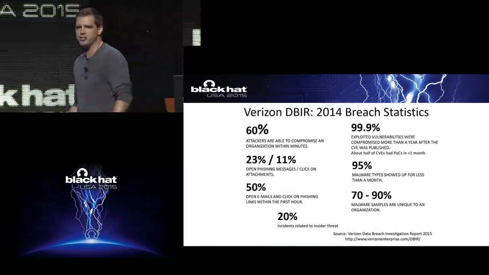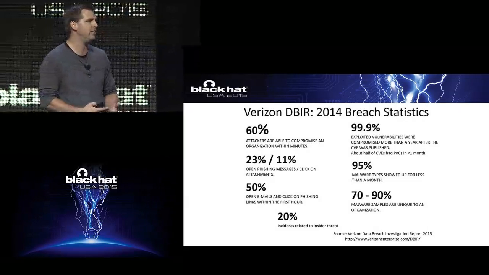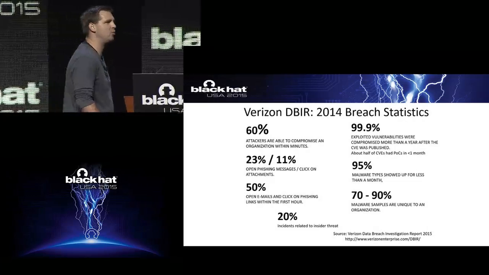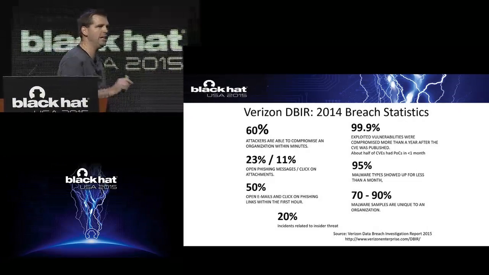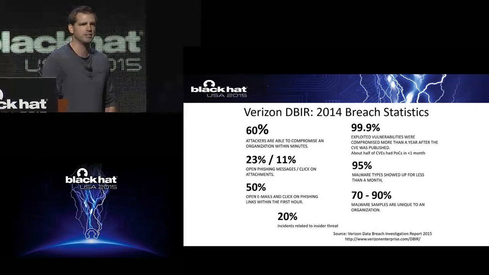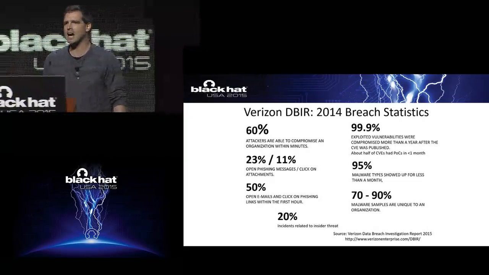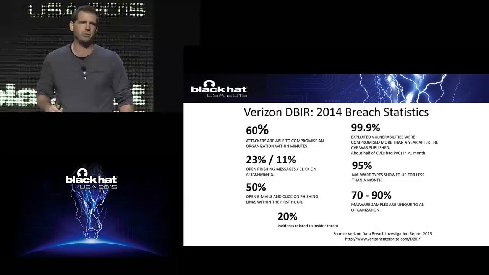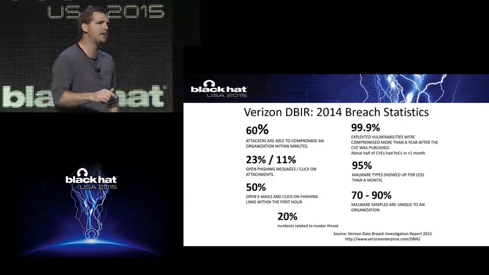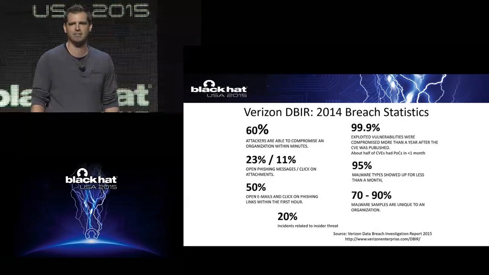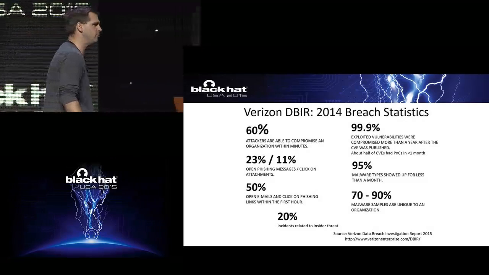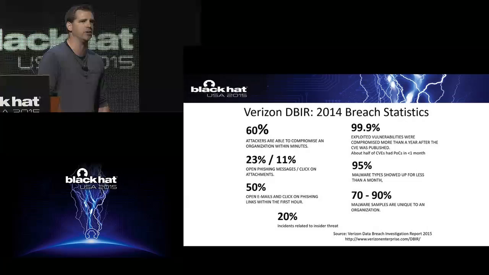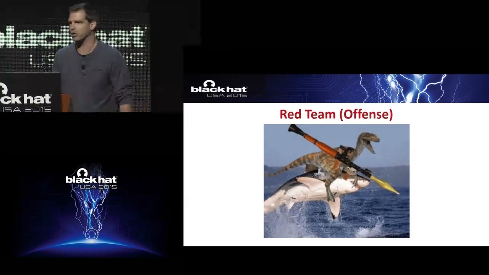Verizon released their data breach investigation report last year, and it said, what? A lot of numbers. 70 to 90% of the malware that was used in these breaches was unique to that organization. 99.9%, almost 100% of the vulnerabilities exploited in these breaches had patches that came out a year before that. And 50% of the users in a spear phishing exercise actually opened up the email within an hour. All right, so we know email works, right?